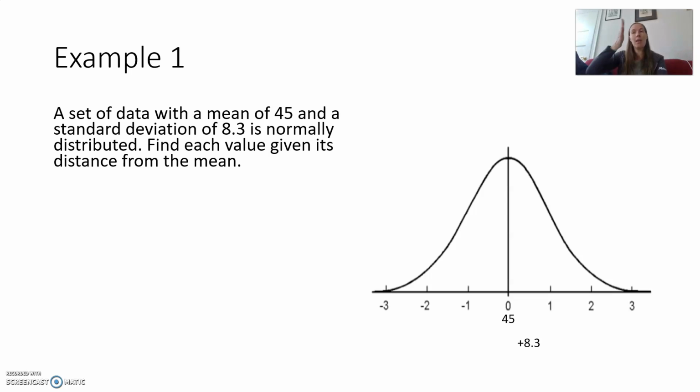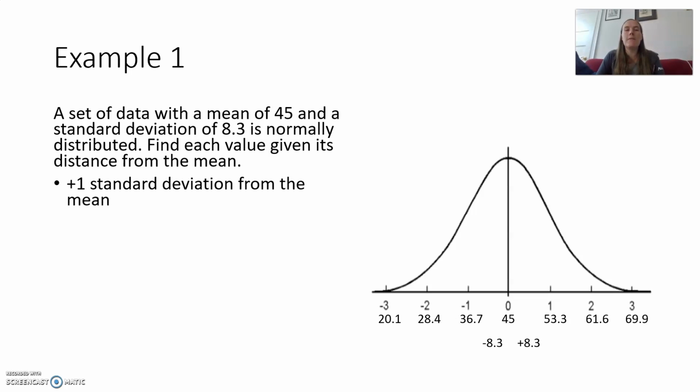I add it. So each time I go, I add by 8.3. So 45 plus 8.3 gives me 53.3, plus 8.3 gives me 61.6, plus 8.3 gives me 69.9. So that's going to the right of the mean. What if we're going to the left of the mean? What do you think we're going to do with our standard deviation, our 8.3? We would subtract it. So to the right we add, to the left we subtract. And we do the same thing, we subtract each one by 8.3.